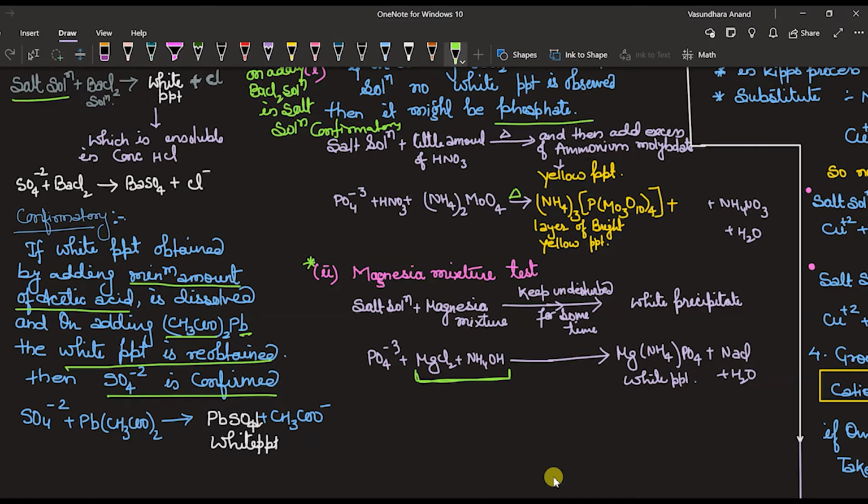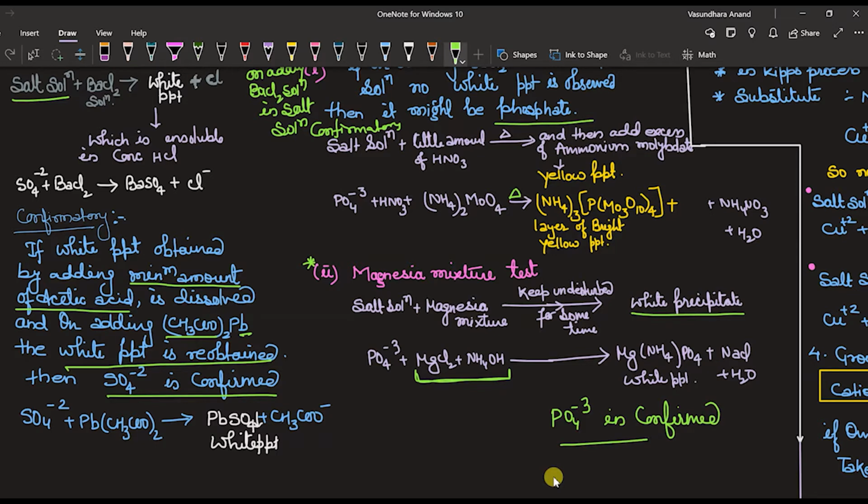So when we add this magnesium mixture to the salt solution where phosphate is there, and keep it undisturbed for some time, we'll get a white precipitate of magnesium ammonium phosphate. This will give you the white PPT, and hence PO4 3- is confirmed.